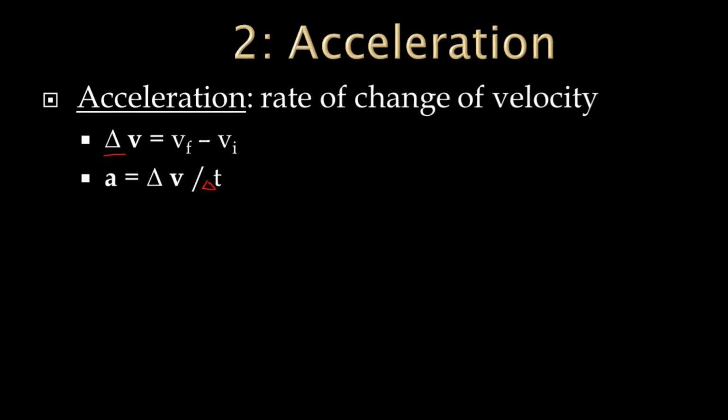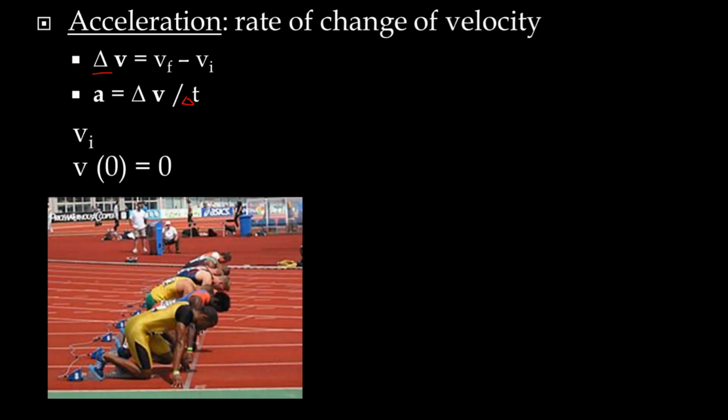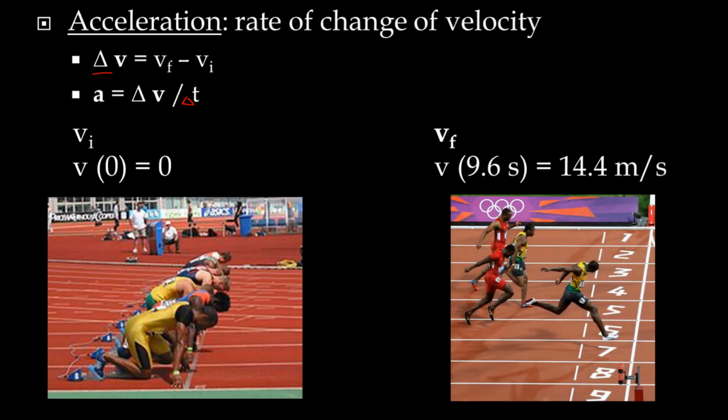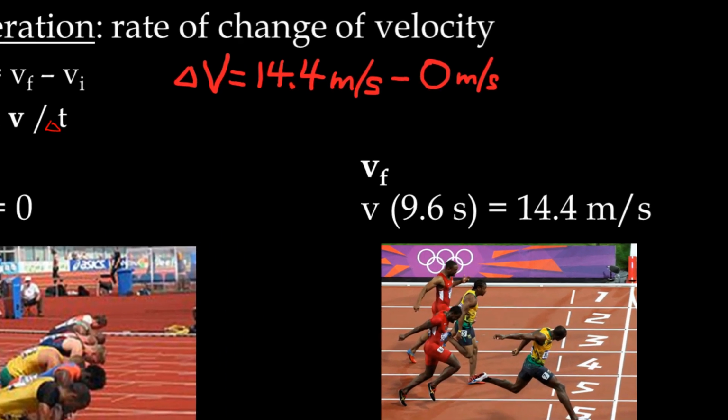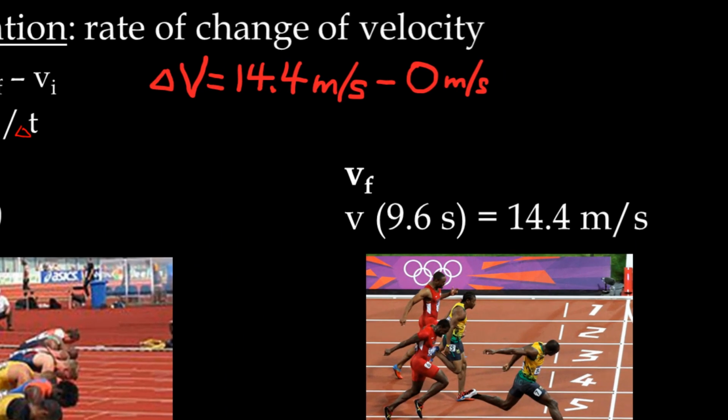Let's do a sample calculation. We're going to look at an athlete, Usain Bolt, starting a sprint. The initial velocity at a time of 0 is 0. And in his world record sprint, he was able to cover the 100-meter dash in 9.6 seconds. His final velocity was about 14.4 meters per second. His change of velocity, we take the final velocity, 14.4 meters per second, minus initial velocity, 0.